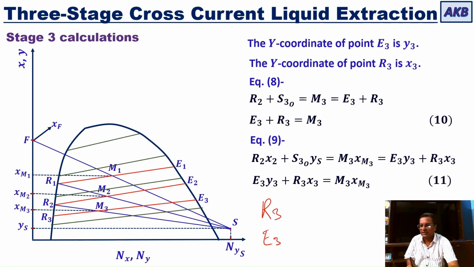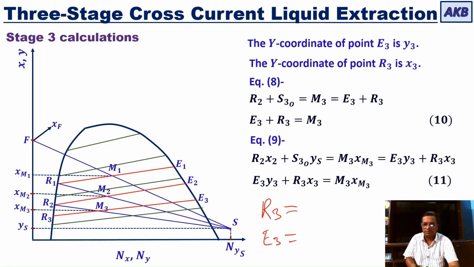What is R3 in equations 10 and 11? This is the quantity of raffinate that is coming out of the third stage, and E3 is the quantity of extract that is coming out of stage number 3. So you have two unknowns, you have two equations. You can solve those two equations simultaneously and get the values of R3 and E3, that is the quantity of raffinate and extract phases that come out of stage number 3. So in this way our calculations are completed.